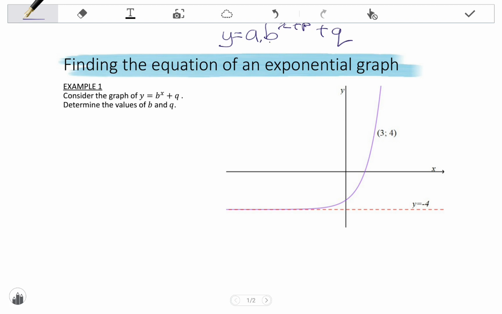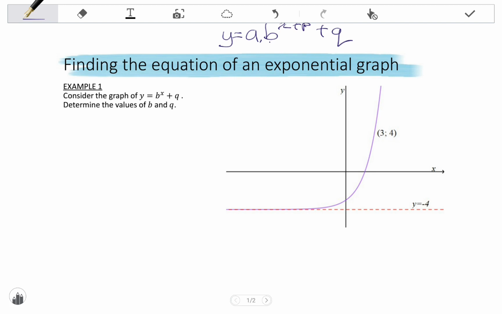Okay, now in our school maths, you will never be asked to find or solve for more than 2 of those parameters. So when you are asked to find the equation of an exponential graph, you will be given part of the equation. So look carefully at what you are given and then solve for what you don't yet know.